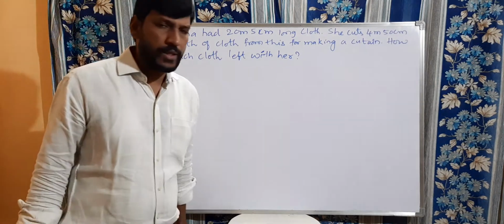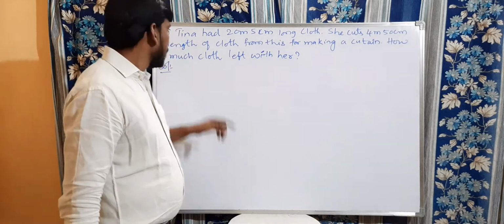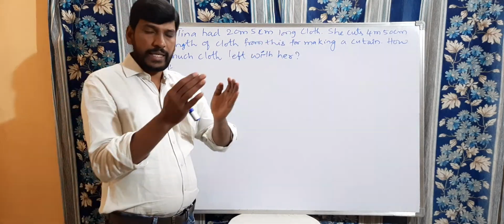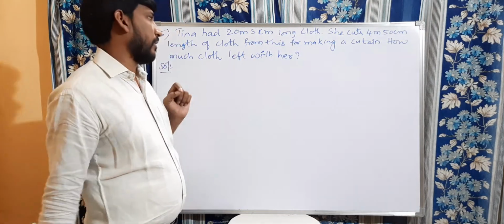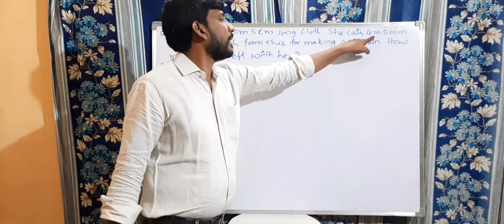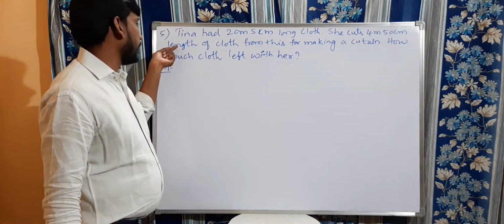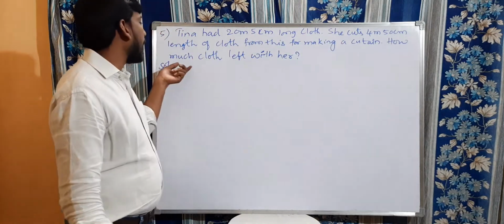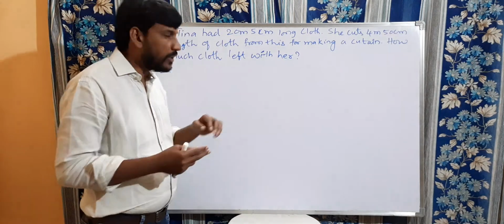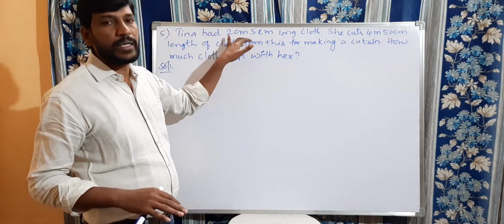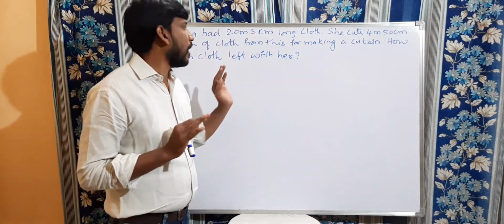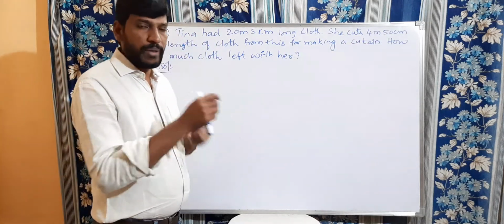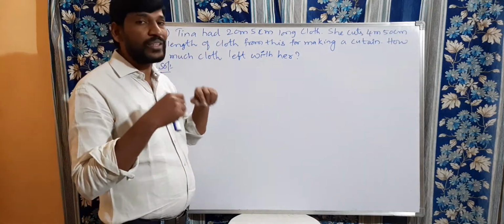Right, children? Let us discuss question number 5. Tina had 20 meter 5 centimeter long cloth. She cuts 4 meter 50 centimeter length of cloth from this for making a curtain. How much cloth is left with her after cutting that? See, totally how much cloth is there? 20 meter 5 centimeter cloth is there. So now from this cloth she cuts 4 meter 50 centimeter for making a curtain. How much cloth is left with her?